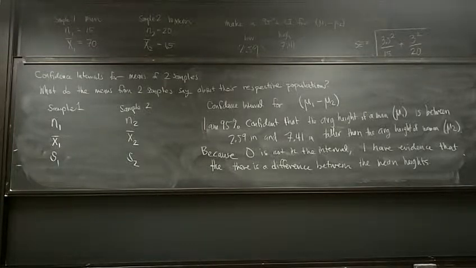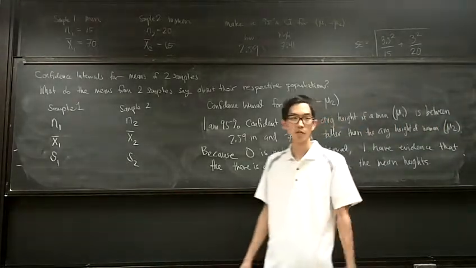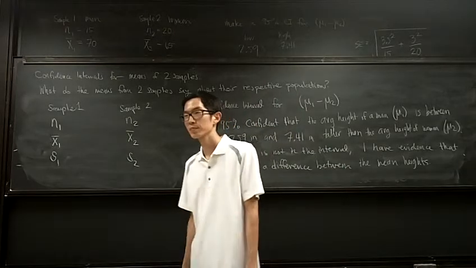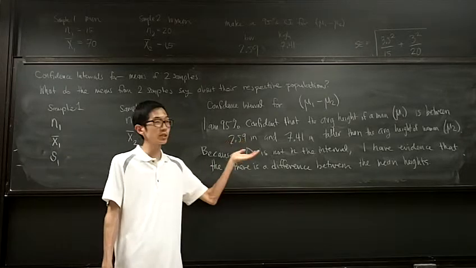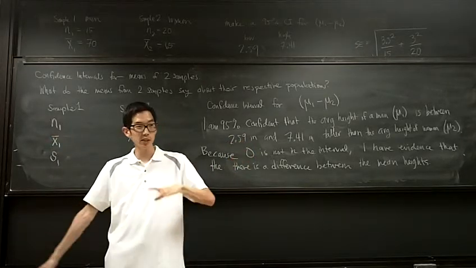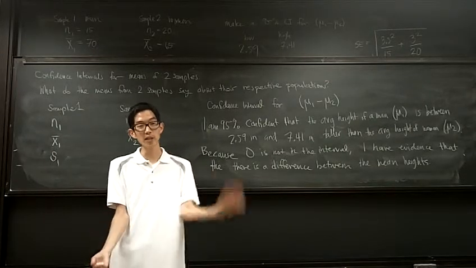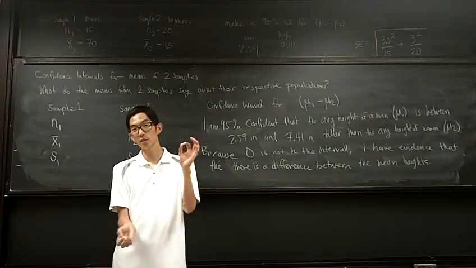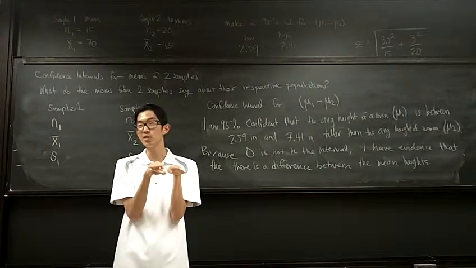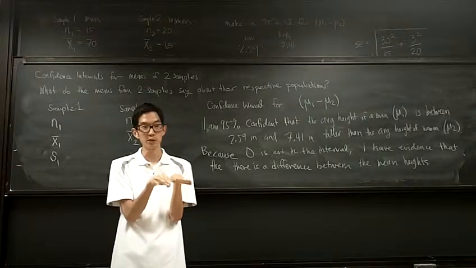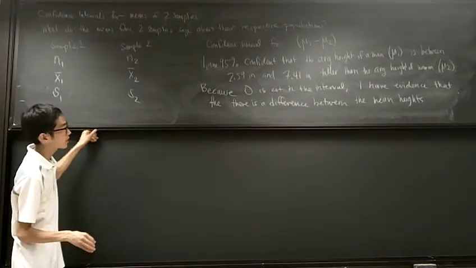On the other hand, if 0 were in the interval, what would my interval have to look like? For 0 to be in the interval, I would have to go from negative something to positive something, okay? So if my interval went from negative something to positive something, then 0 is a plausible value for the difference between means, and then I would say I don't have evidence of a difference between the means. Okay, so I want to write that somewhere.